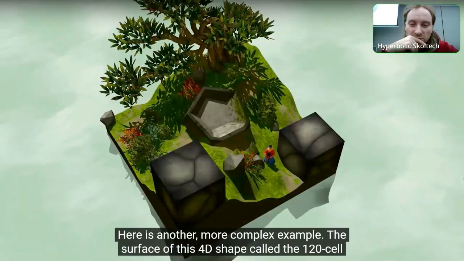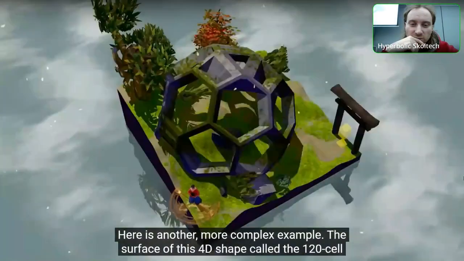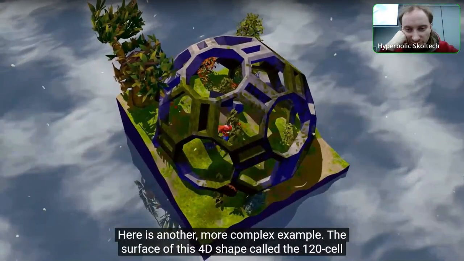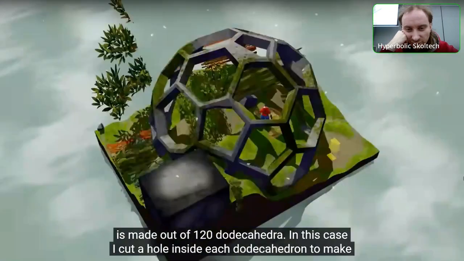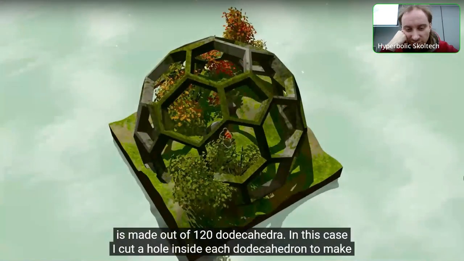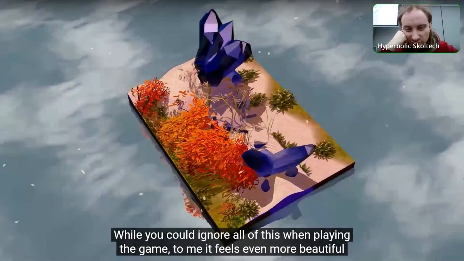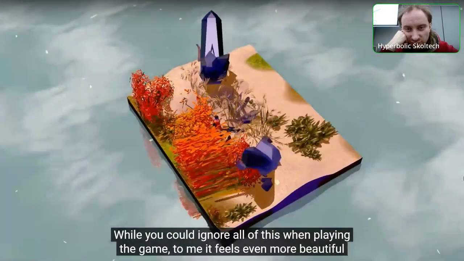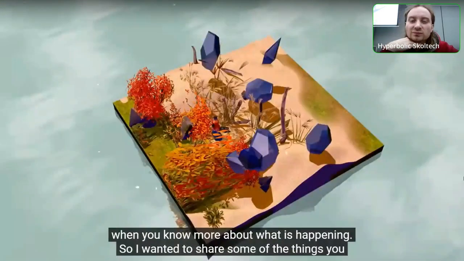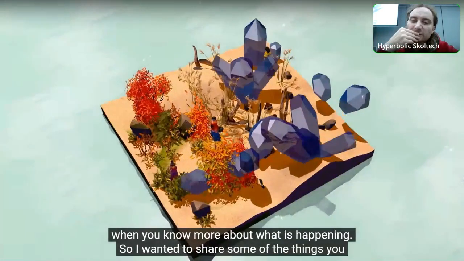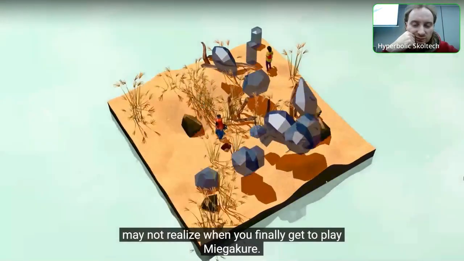Here's another more complex example. The surface of this 4D shape, called the 120 cell, is made out of 120 dodecahedra. In this case, I cut a hole inside each dodecahedron to make them hollow. While you could ignore all this when playing a game, to me it feels even more beautiful when you know about what's happening. I wanted to share some of the things you may not realize when you finally get to play Meatbags.